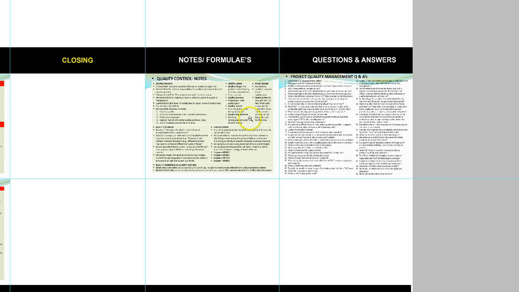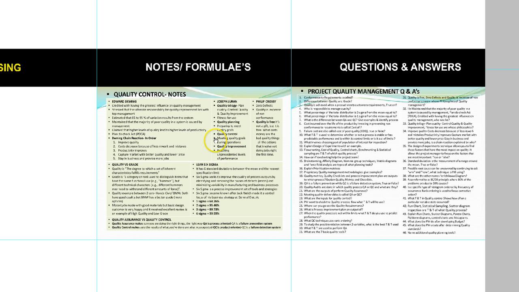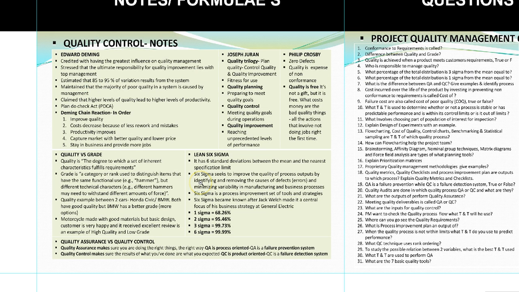Then there are a lot more notes to follow with respect to quality control. Who was Edward Deming and how is he credited with being the greatest influence on quality management? Then the Deming chain reactions and quality versus grades, and what is Lean Sigma, what's the difference between quality assurance and quality control. Quality assurance makes sure you're doing the right things the right way.